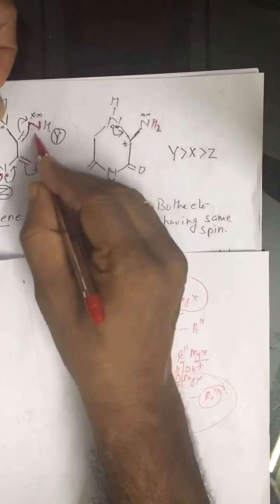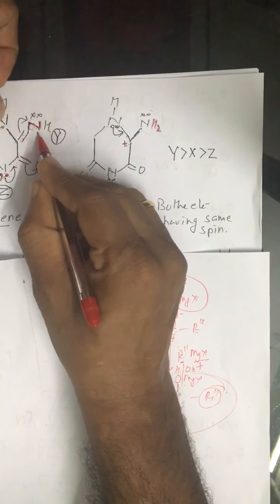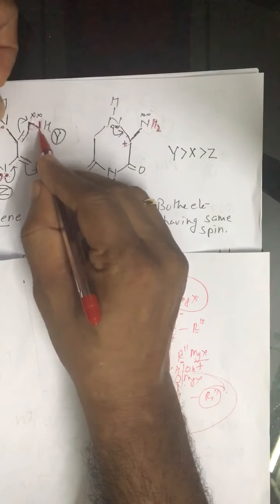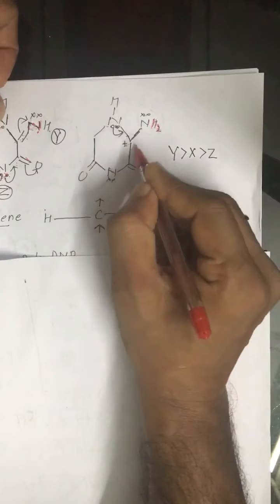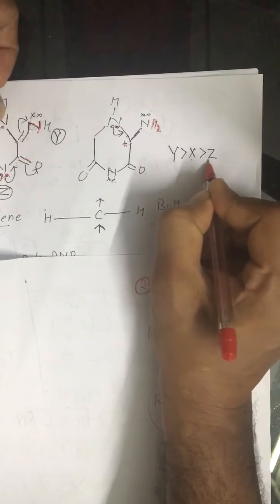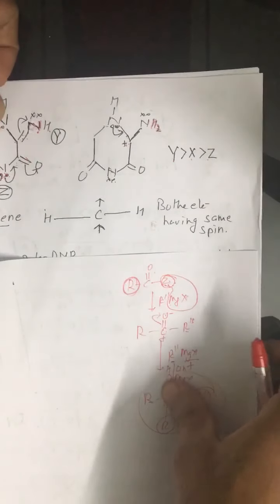That is why this Y is most basic. Means it has no hesitation to accept H positive. It is readily available, and H positive will readily attack this nitrogen and it is stabilized like this. So Y, X and then Z. This is the order of basic strength.